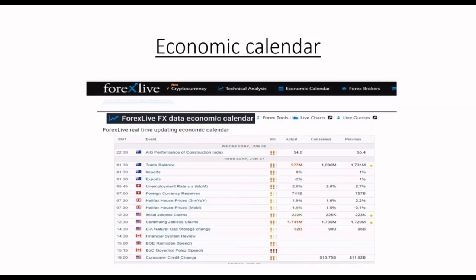For other fundamental indicators like the GDP, a higher than expected reading can affect the currency bullishly, while a lower than expected reading should be taken as bearish.